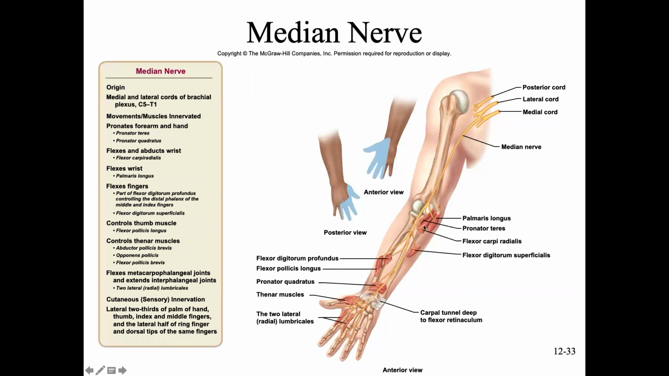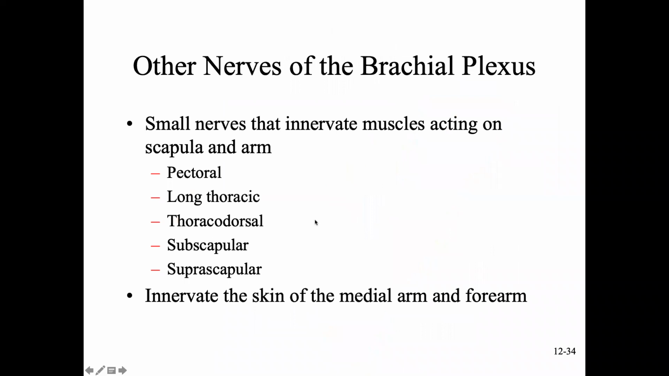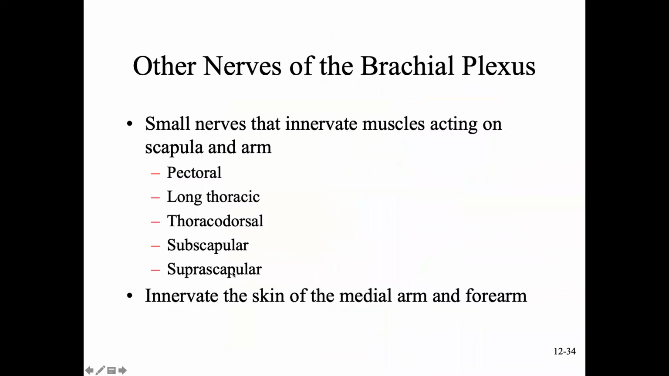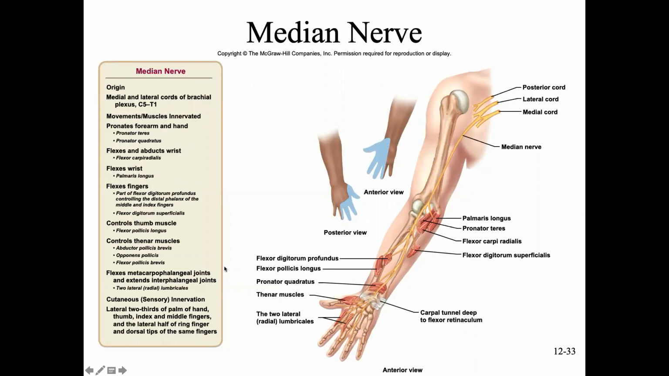Median nerve, right down the middle. With the median nerve, it goes right down the middle. So all the muscles down the middle, right? Palmaris longus, pronator teres, and then the flexor carpi. So it also helps with flexion. Flexes fingers, flexes wrist. The big one is, it goes to pronator teres. So it also allows for pronation.